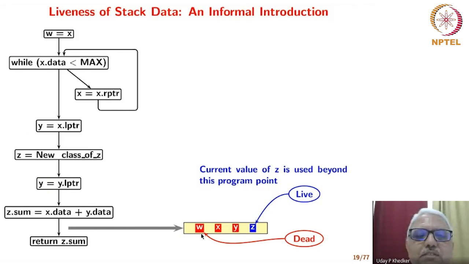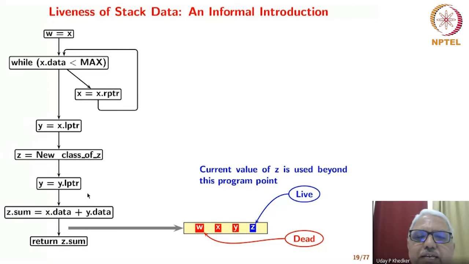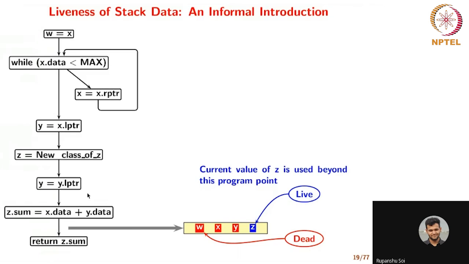Having known the variables that are live after this statement, which are the variables that are live before this statement? Someone please say something. X and Y. What about Z? It's being assigned, sir. It doesn't matter because you're assigning it anyway.